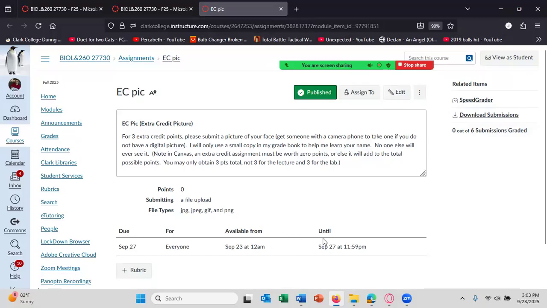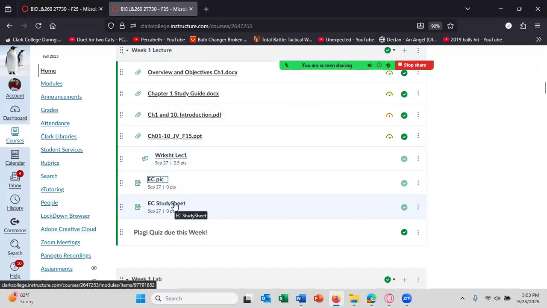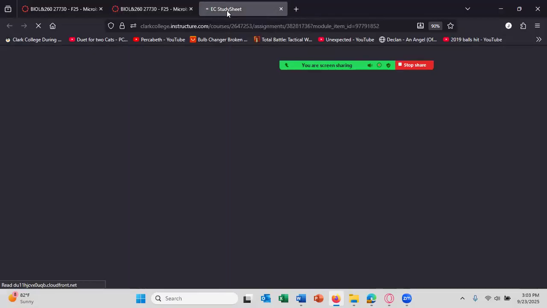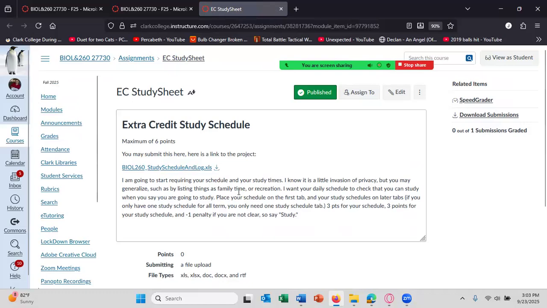And if you don't have a digital picture, just get someone with a phone to take a picture of you and then have them email it to you, and then you've got your digital picture, which you can post in the extra credit picture place here, which I've got set up in SpeedGrader. I think you have an upload link for submitting the picture. So that's one way. There's also the extra credit study sheet. You'll get 3 points for sending in your daily log schedule.